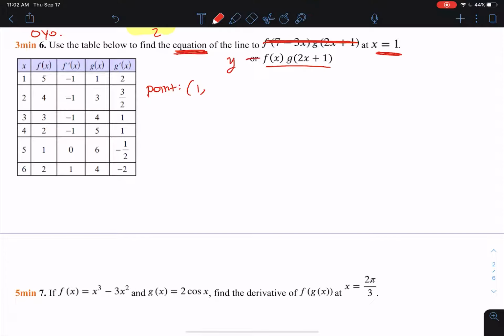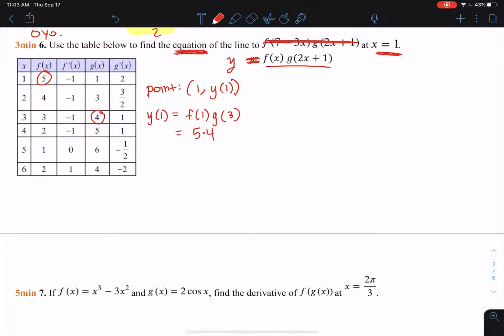If there's a left-hand side missing, you need to write it in so that you have symbols to use. Look down, find the y value that goes with x of 1. So you're just going to plug it in to the expression. So g of 2 times 1 plus 1 is 3. That's the furthest we can go. Now we need to use the table. F of 1 times g of 3.